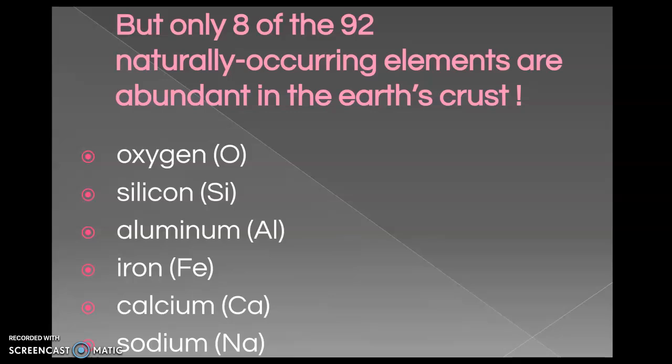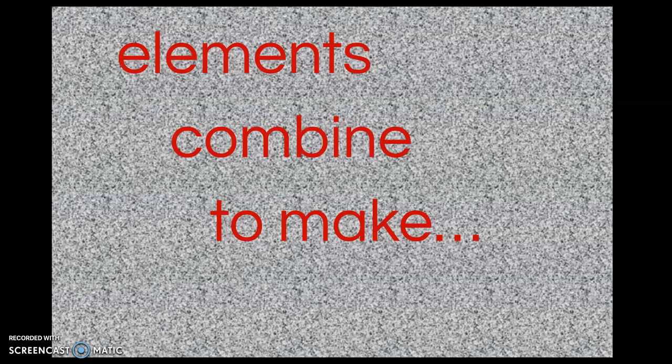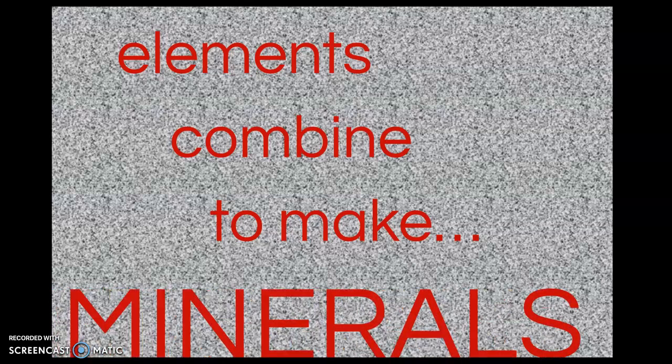Only 8 of the naturally occurring elements are abundant. That means that they're what make up most of Earth's crust. So those are oxygen, silicon, aluminum, iron, calcium, sodium, and potassium. And these elements combine to make, well, they make everything, but they also combine to make minerals.